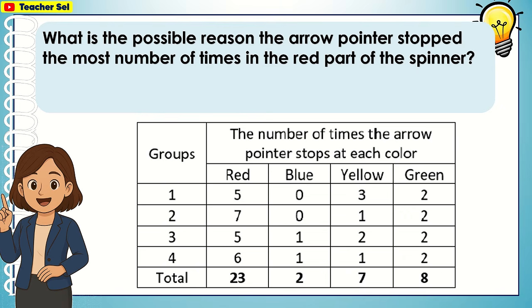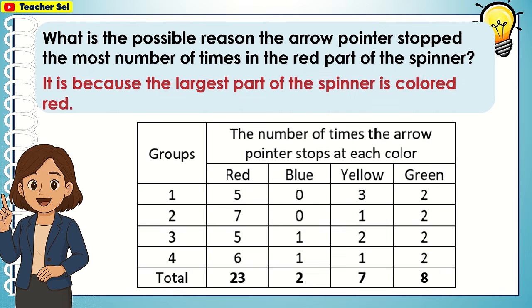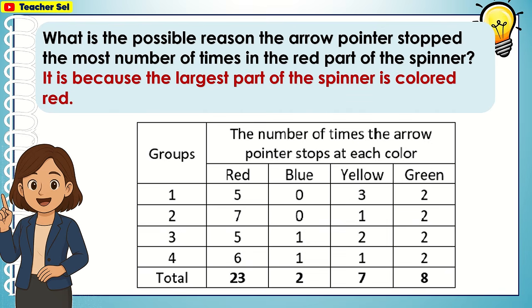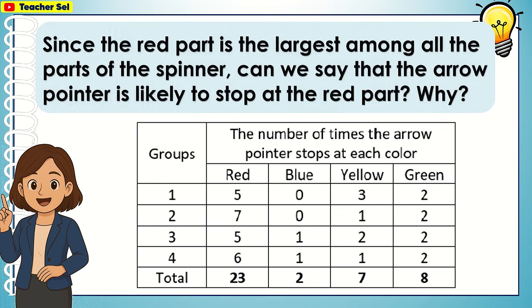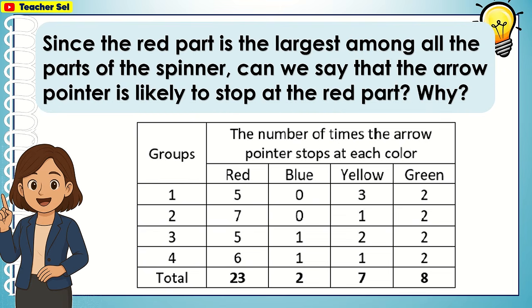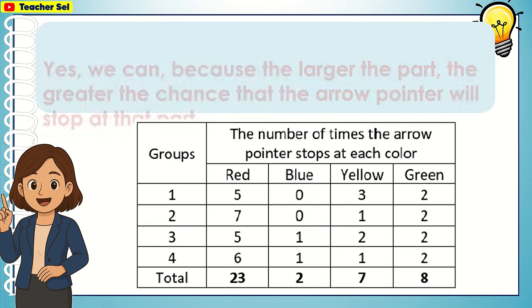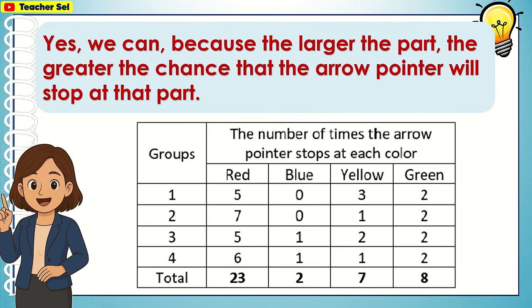What is the possible reason the arrow pointer stopped the most number of times in the red part of the spinner? It is because the largest part of the spinner is colored red. Since the red part is the largest among all the parts of the spinner, can we say that the arrow pointer is likely to stop at the red part? Why? Yes, we can, because the larger the part, the greater the chance that the arrow pointer will stop at that part.